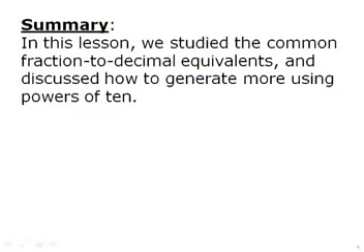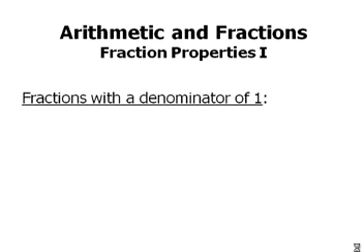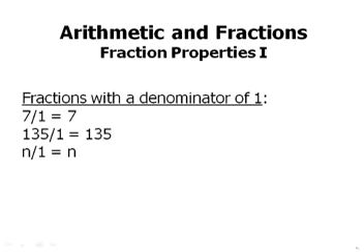In this lesson, we studied the common fraction to decimal equivalents and discussed how to generate more using powers of 10. In this video, we'll discuss some of the basic fraction properties. We're starting out with some very basic properties here. First of all, fractions with a denominator of 1. If we take any integer and put it above 1, then we get something very simple: it just equals that integer. So 7 over 1 equals 7, or 135 over 1 equals 135. In general, the pattern is n over 1 equals n.